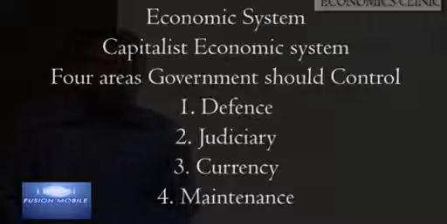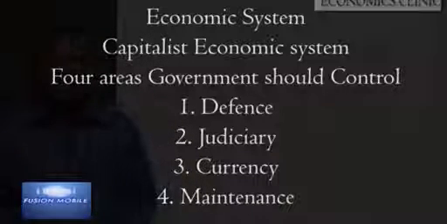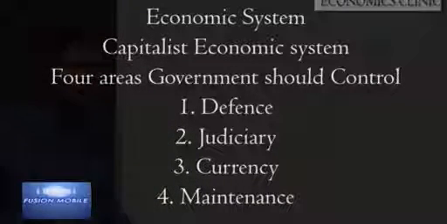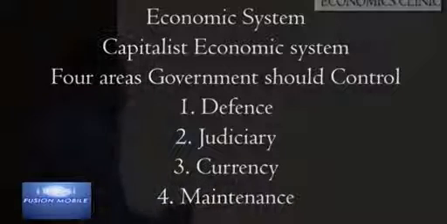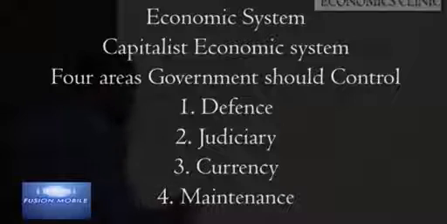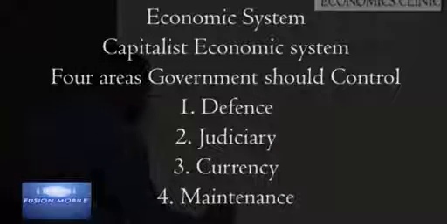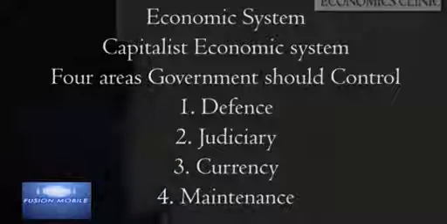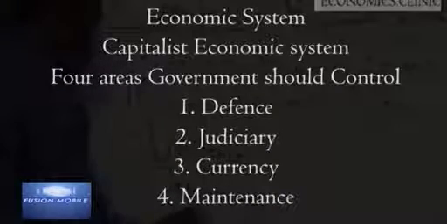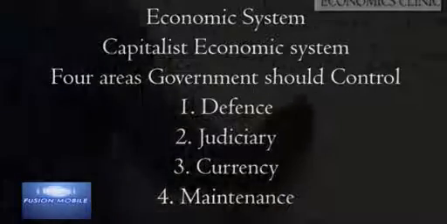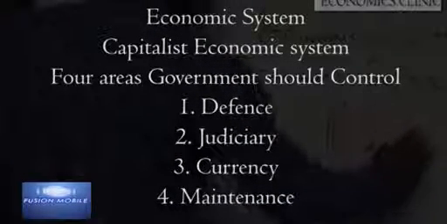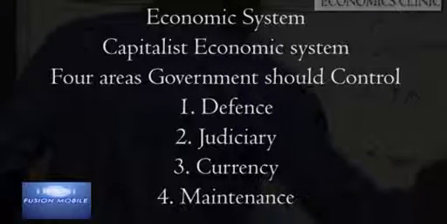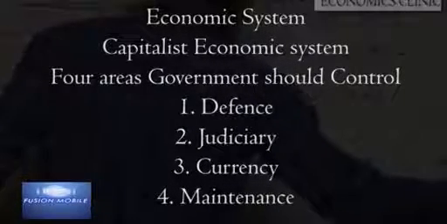He emphasized the four areas that government is supposed to take over even in the capitalist system. One, defense. Two, judiciary. Three, currency. And four, maintenance of law and order.